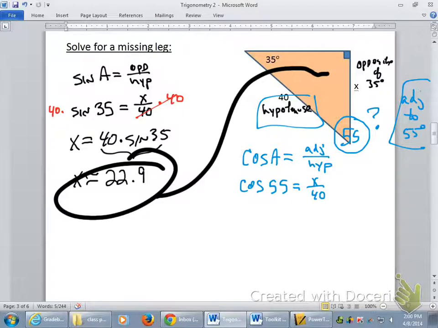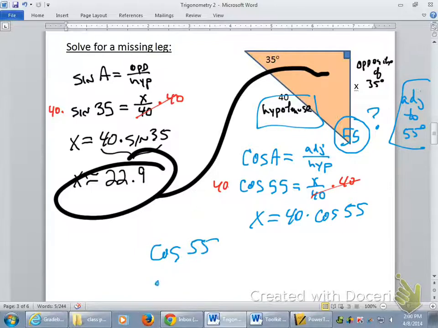Once again, how do you solve? Multiply by 40, and you would have found out that x is 40 times the cosine of 55. Now, before you go too crazy with that, do me a favor. What is the cosine of 55? Just the cosine of 55. 0.5736.